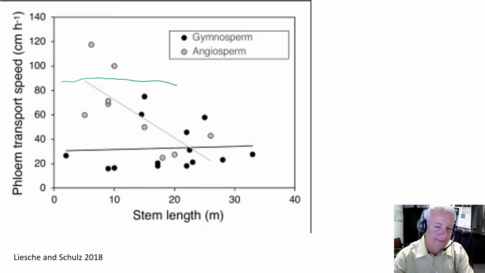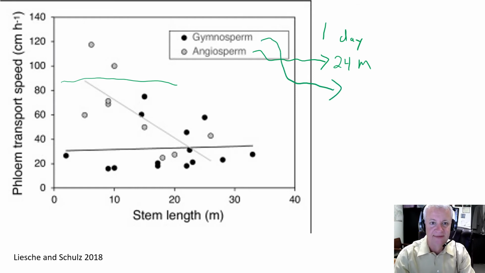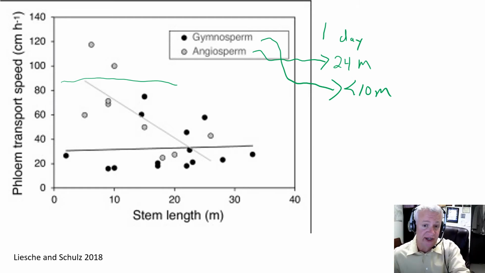So thinking about that relative to a day, in angiosperms, maybe in a day you have 24 meters of transport, whereas in gymnosperms, you might have less than 10 meters of transport through the phloem in a day. So this is relatively slow transport, and trees are tall. So when we think about it, for instance, in a 100-meter tall gymnosperm or a redwood, it might take 10 days for a molecule of sucrose to move from the crown down into the roots. So we're really talking about relatively slow transport here.